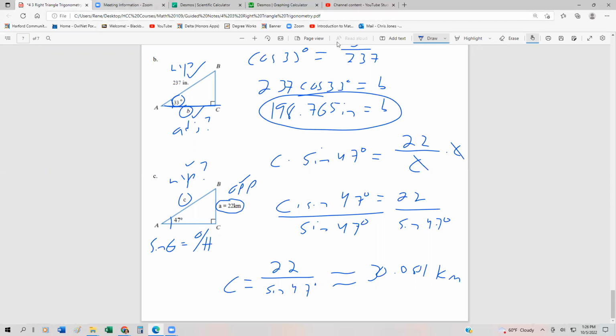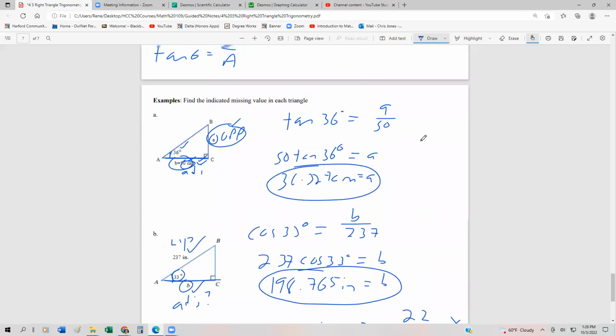And of course, we need to make sure that makes some sense. It does, because the hypotenuse should be the longest side, and 30.081 is certainly bigger than 22. We don't know what this other side is, but it should be smaller than 30.081, and we could find it by using the Pythagorean theorem. So that's everything for this section.